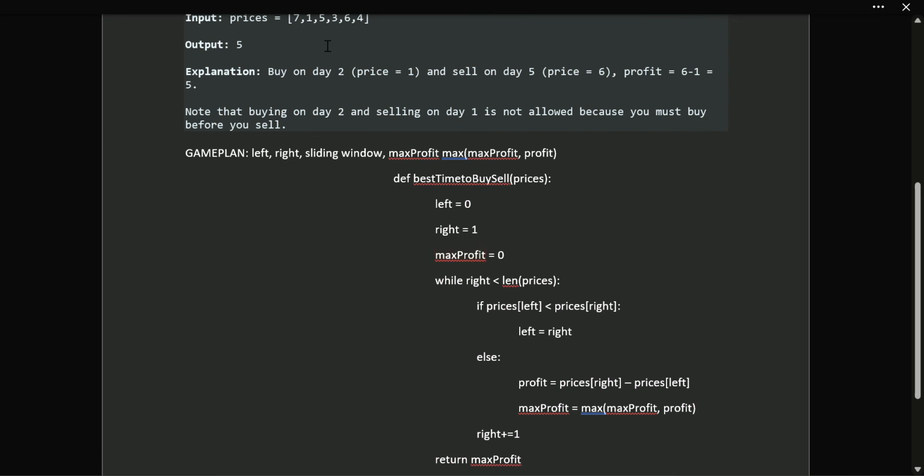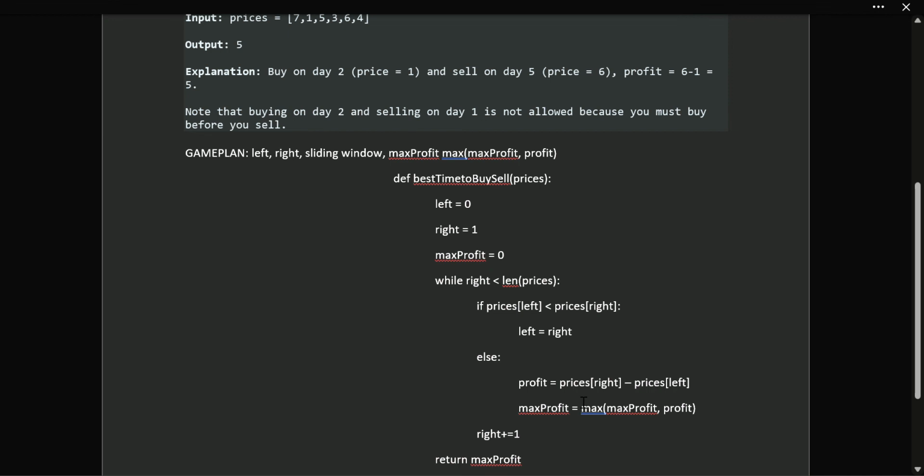So again, let's try it out. We're going to have left at 0, right at 1, so 7 and 1. Coming down here, if prices at index 0 are less than prices at index right, so 7 and 1, then we want to make left equal to right. So in this case our left would now be 1, and our right is going to advance 1. Our left is now 1, and our right would be 5. So coming down here, this is no longer true.